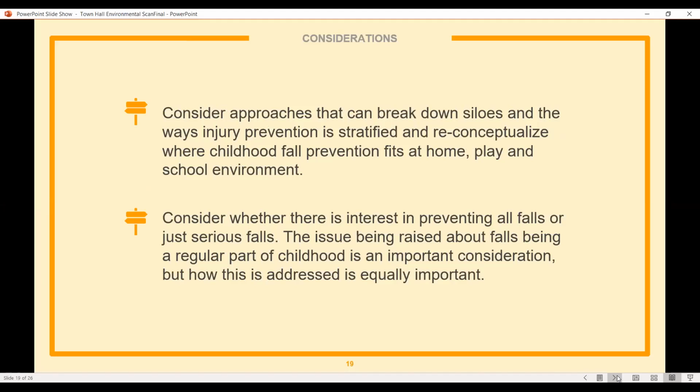Other considerations that were brought up: what would be the approaches that would allow us to break down the silos? Because injury prevention is so stratified, we should rethink how we are doing the work and what are the implications for childhood fall prevention at home, play, and school environments. And other things to think about is whether we should be talking about preventing all falls or just focusing on serious falls in children. So that question was raised. Would it make it easier? Is it something that would be worthy of focusing on? That may be part of the conversation that we have as well.